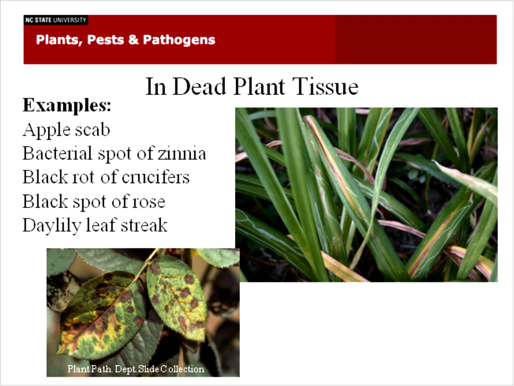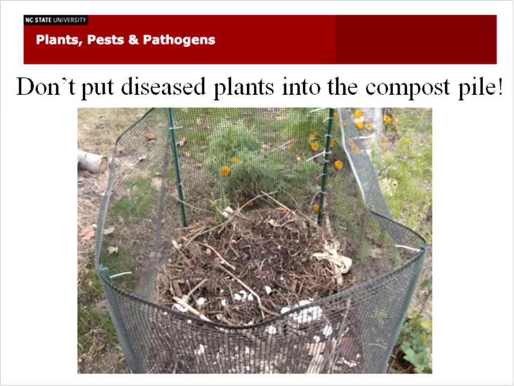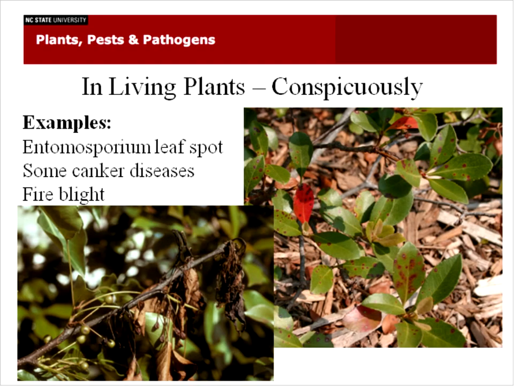Some famous examples of pathogens that survive on dead plant tissue include apple scab, bacterial spot of zinnia, black rot of crucifers, which is also a bacterial disease, black spot of rose, a fungus of course, and another fungus, daylily leaf streak. Again, these are not the only ones, just a few examples. Which brings us to the perennial reminder of not putting diseased plants into the compost pile. If you're doing it right and you've got good heating in there, that'll probably knock pathogens back, but why start with the disadvantage of having diseased plants in there in the first place?